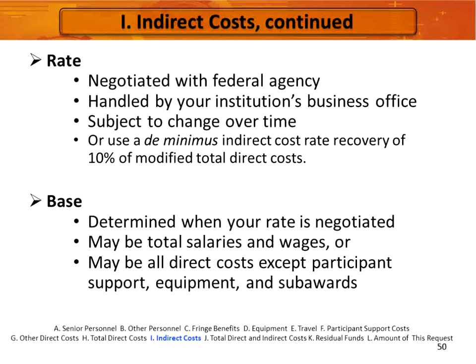If you use the NSF de minimis rate, the base will be determined by a calculation of modified direct costs. And that means that some NSF budget categories or line items are not eligible for indirect costs.